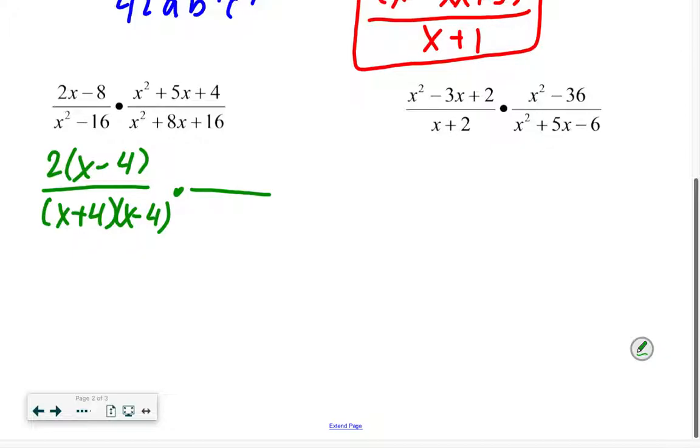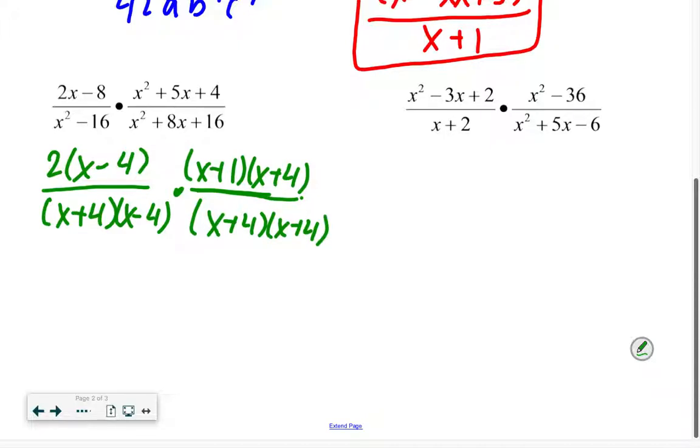Top right, multiply to 4, add to 5. Plus 4, plus 1. And bottom right, multiply to 16, add to 8. 4 and 4. Now what? My plus 4s cancel. Anything else? A minus 4 cancels. You can only cross out one of the plus 4s. If there were 2 on top, you could cancel them out, but there's only 1 on top. Anything else you're missing? No?